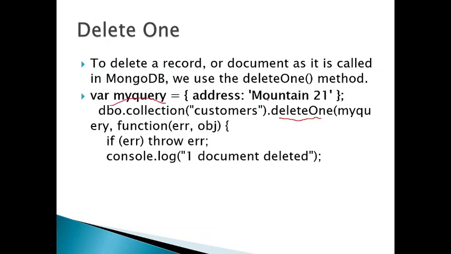We are defining a specific object, the address Mountain 21. It will search for Mountain 21 in our objects or documents, and if it finds it, it will delete the first document it finds. If there are multiple documents, it will only delete the first one. It will not delete all the addresses containing Mountain 21. So delete one will delete one document at a time maximum.